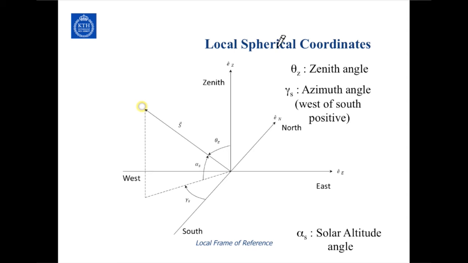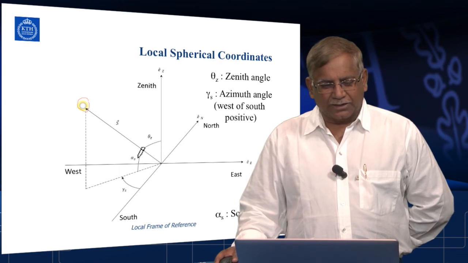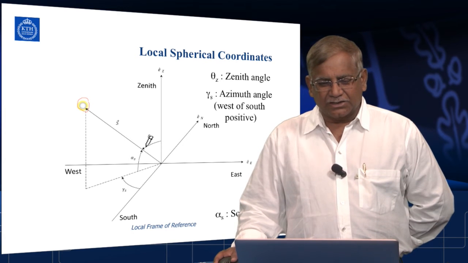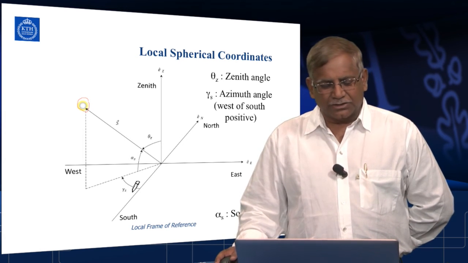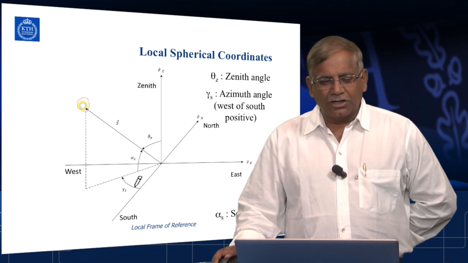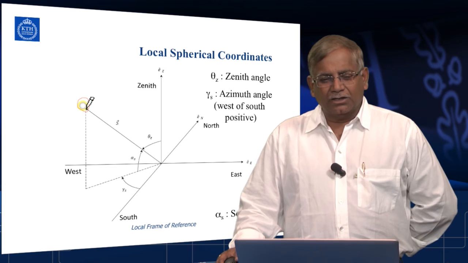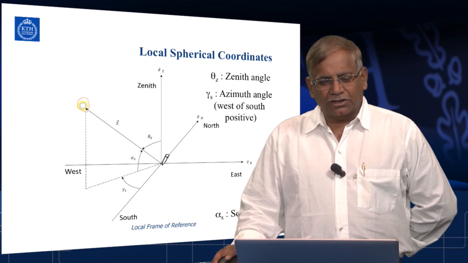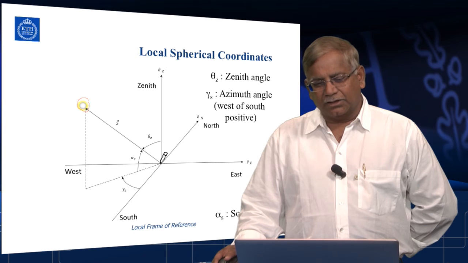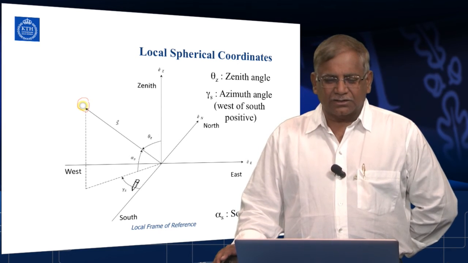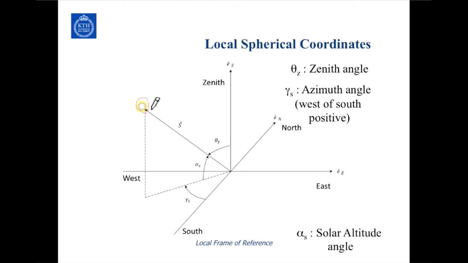These are the local coordinates for the panel. This is the west and this is the east, and this is the north-south axis. This is the location of the sun here, this is the solar altitude angle, this is the zenith angle, and this is the azimuth angle. These three angles are important to determine the location of the sun at any given time of the year at a place on earth, and knowing these three, you can exactly determine the sun's location.